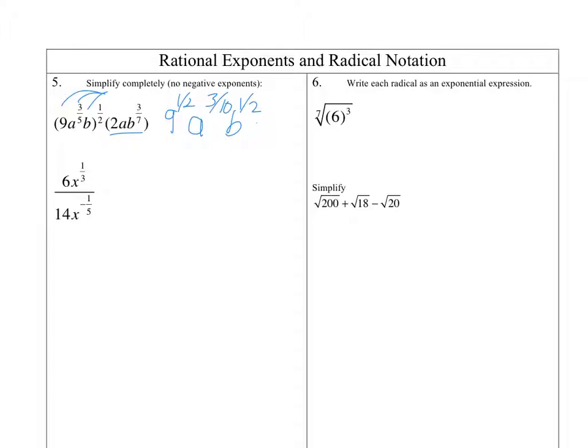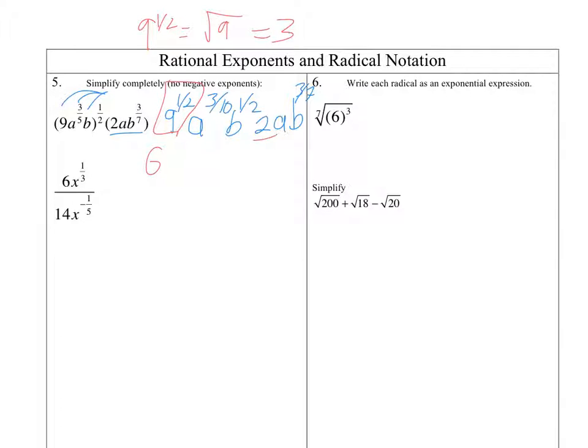I'm just going to rewrite these guys. 2a b to the 3/7. Okay. Second piece of this, I might realize that 9 to the 1/2 is the same thing as the square root of 9. In other words, 3. 3 times 2 is 6. My number part is done.